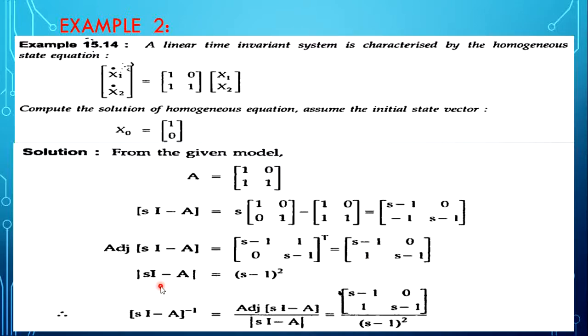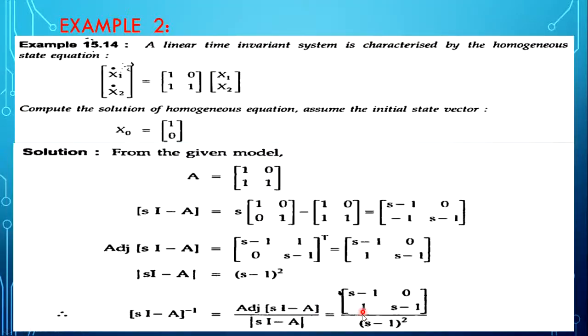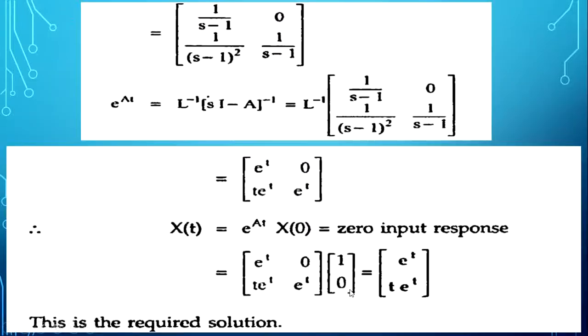Now the determinant of sI minus A: s minus 1 into s minus 1 minus 0, so s minus 1 the whole square. The inverse of sI minus A is the adjoint matrix divided by the determinant. Adjoint matrix and determinant we have determined. Then we divide the denominator into each and every term inside the matrix. After doing that, this is the step we obtain.